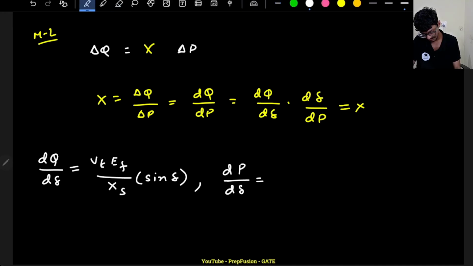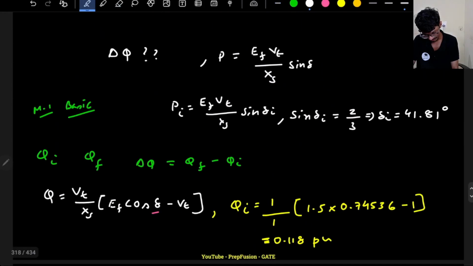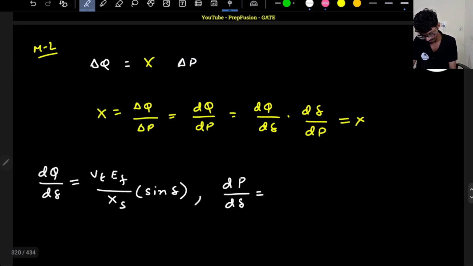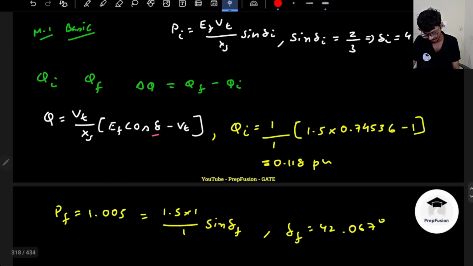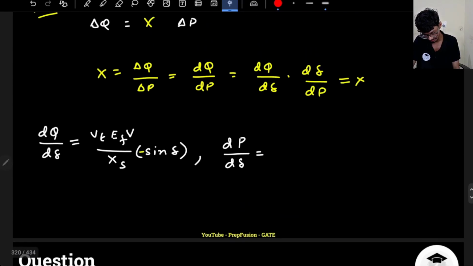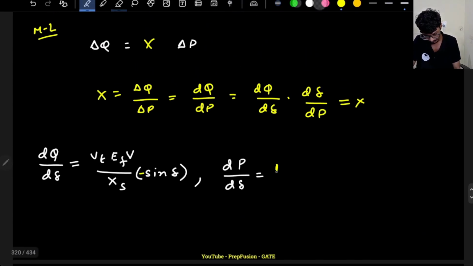will be equal to what? Vt EF by xs cos delta, right? Okay, one more thing, differentiation of cos is what? Minus sine. Sorry, differentiation of cos will be minus sine. So dP upon d delta, it's just the synchronizing coefficient, that is EF Vt by xs cos delta.